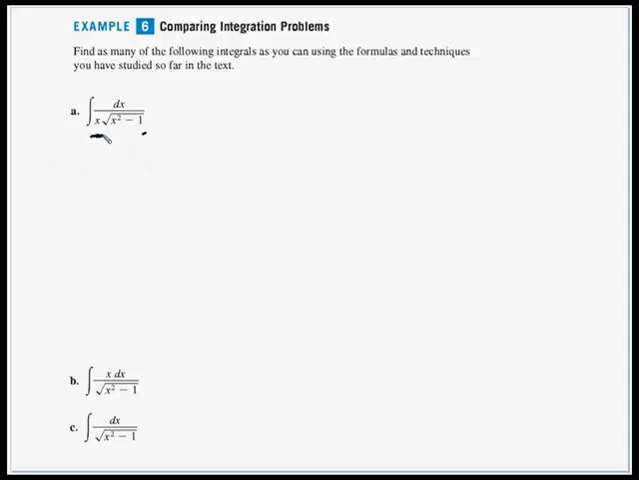We have this out front. We have something underneath the radical. Here is our u. This is u quantity squared minus 1 squared. So it is going to fit that basic arcsecant pattern. So this antiderivative is going to be the arcsecant of the absolute value of x plus our arbitrary constant.